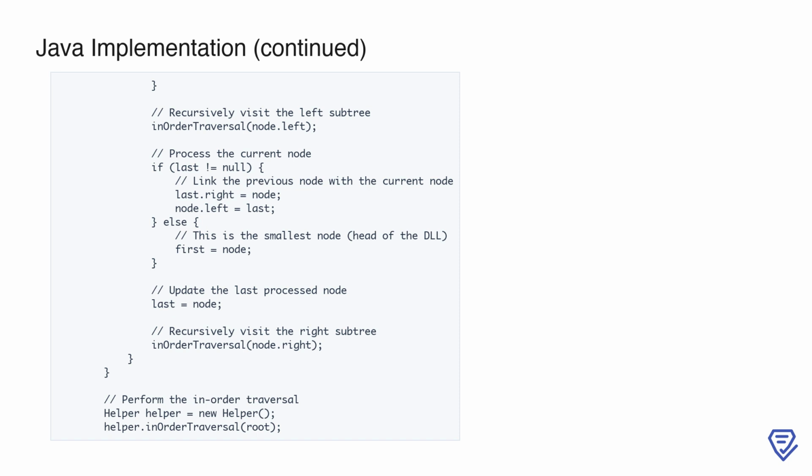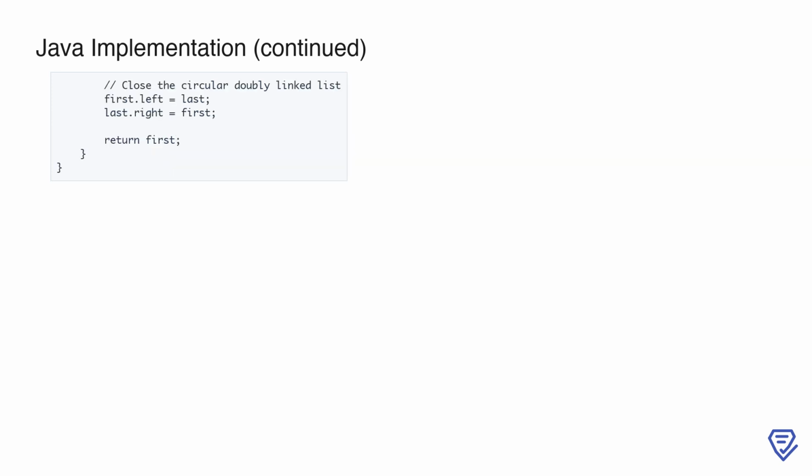After processing the current node, we update last to point to it, and then we recursively visit the right subtree to process larger nodes. Once the in-order traversal is complete, the doubly linked list is almost fully constructed. The final step is to close the list to make it circular. We achieve this by connecting the first node, which is the smallest, to the last node, which is the largest. Specifically, we set first.left to last and last.right to first, forming the circular links. Finally, we return first as the head of the doubly linked list.